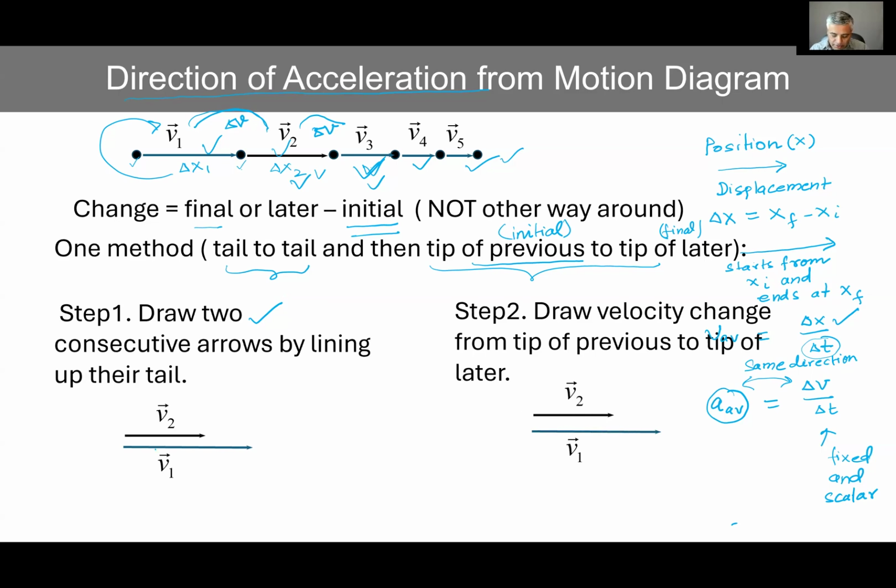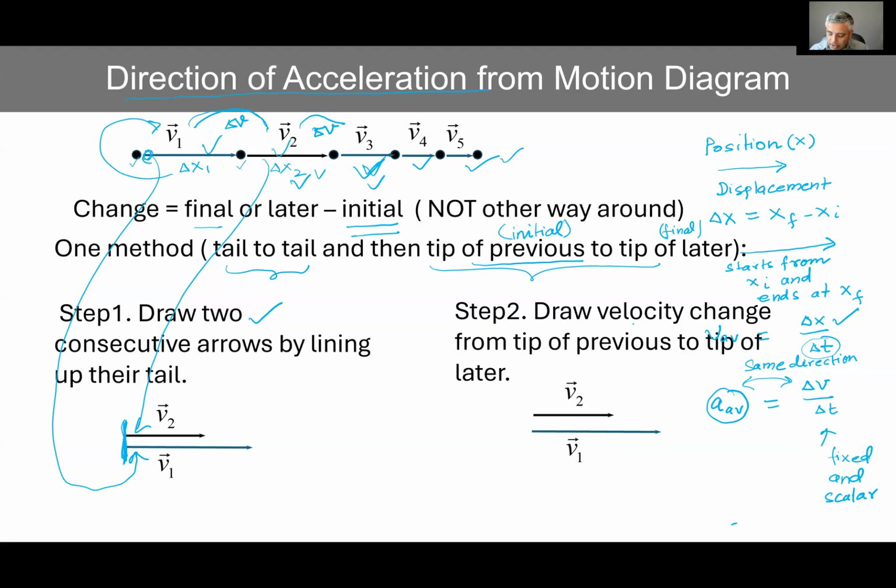So here what I did was I put the tails together. Okay. Although V1's tail was there, I brought V1 here, and then I brought V2 over here, and I drew them by lining up tails together. Okay. So now, once we have done that, this is the step where we are drawing the change in velocity vector, which gives us the direction of acceleration. Okay. So how do we do that?